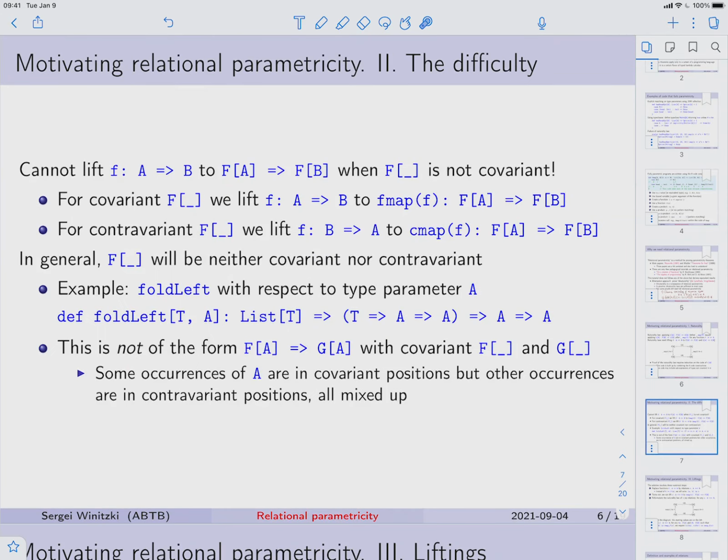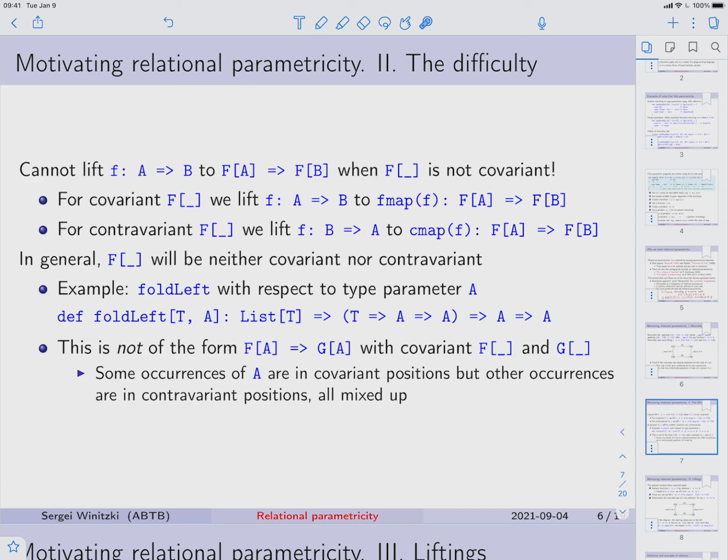And if the sub-expression does not have this shape and it has non-covariant type constructors, then we cannot lift the function f. So we know that if the function f is a to b and the type constructor f is covariant, we can lift it to f of a to f of b. But this cannot work if f is not covariant. So for contravariant, we can lift b to a like this.